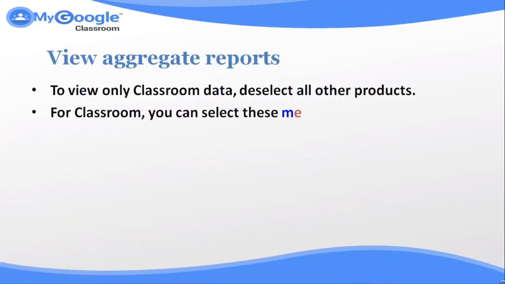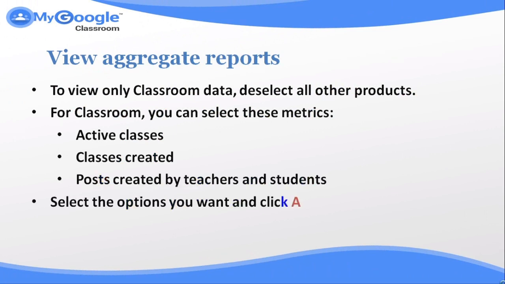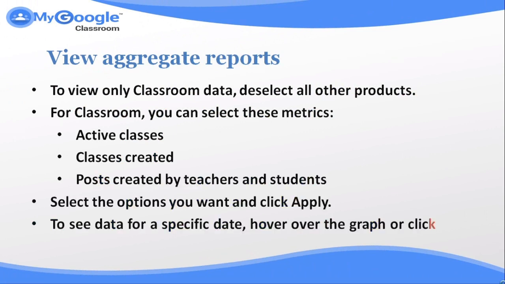To view only Classroom data, deselect all other products. For Classroom, you can select these metrics: active classes, classes created, and posts created by teachers and students. Select the options you want and click Apply. To see data for a specific date, hover over the graph or click a data point.